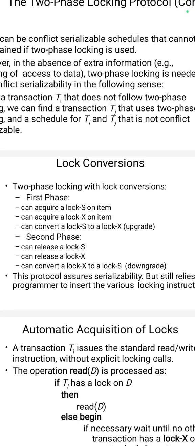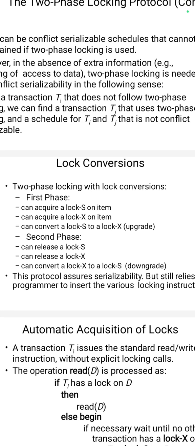Lock conversion. What is lock conversion? Two-phase locking with lock conversion. The first phase can acquire a lock-S on an item, can acquire a lock-X on an item, and can convert a shared lock to an exclusive lock. The second phase can release a shared lock, can release an exclusive lock, and can convert an exclusive lock to shared mode. So there can be upgrade or downgrade also. This protocol assures serializability but still relies on the programmer to insert the various locking instructions.